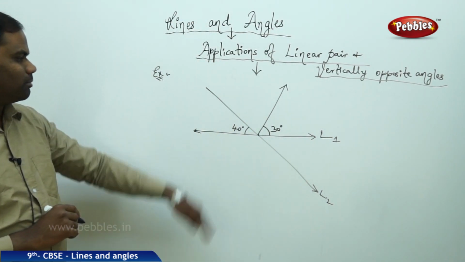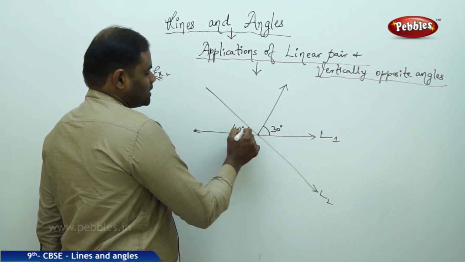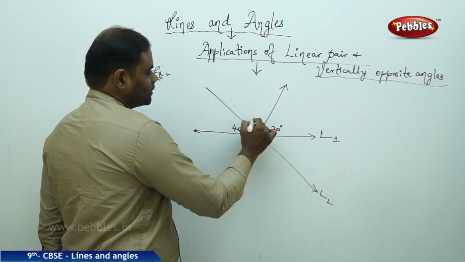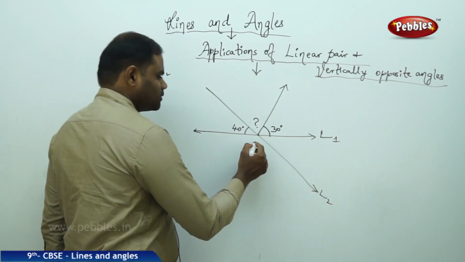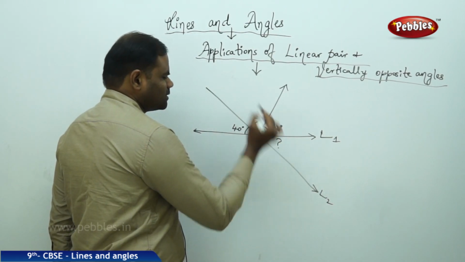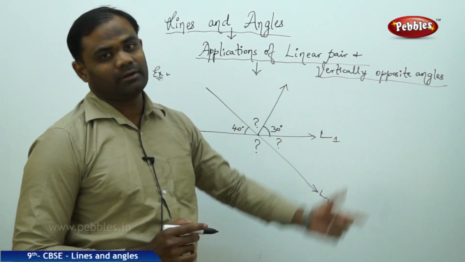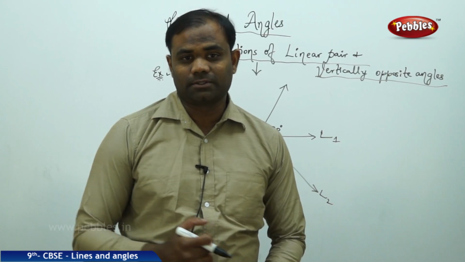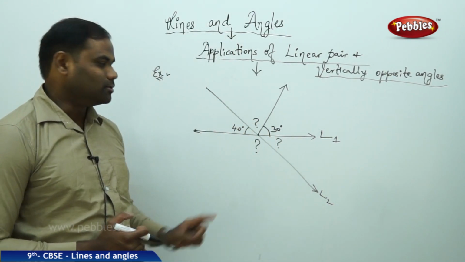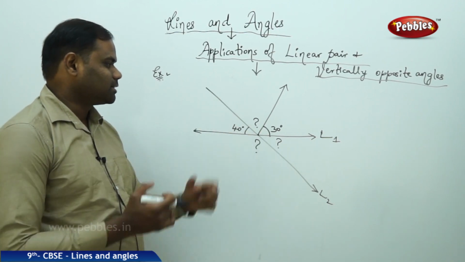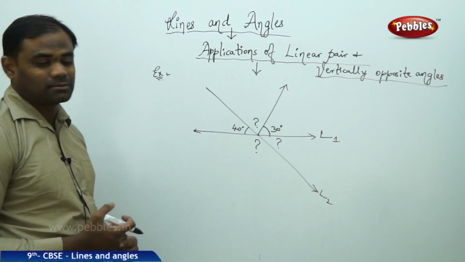So here I have a problem which says this angle is 40 degrees and this is 30 degrees, and I need to find this angle, and also this angle and this angle. So here is a question which relates to linear pair and vertically opposite angle properties. Let's see how we can find each of these angles using the condition of 30 degrees and 40 degrees.